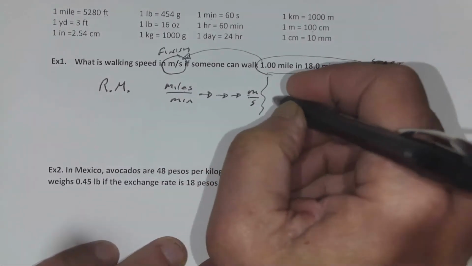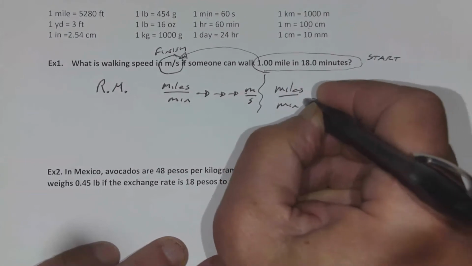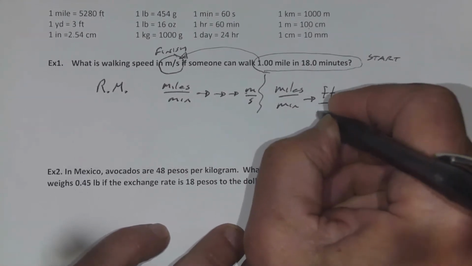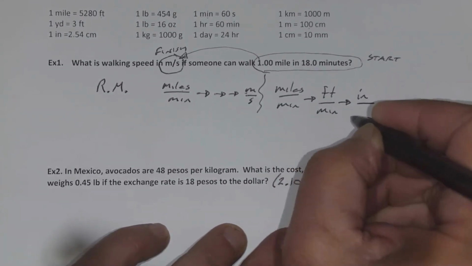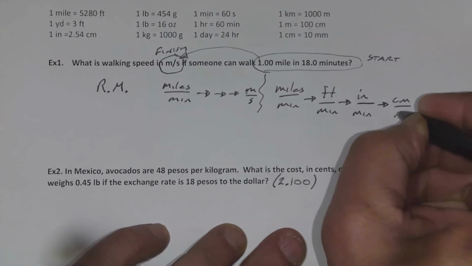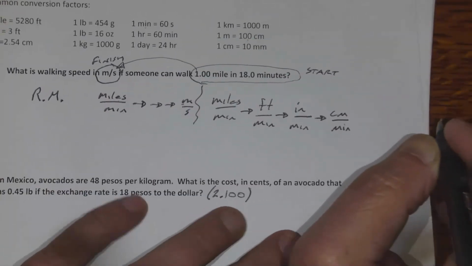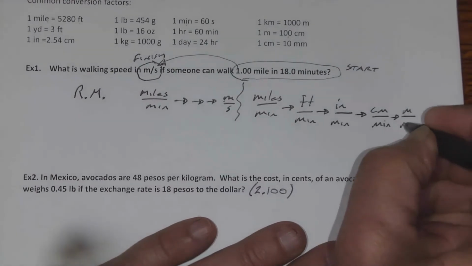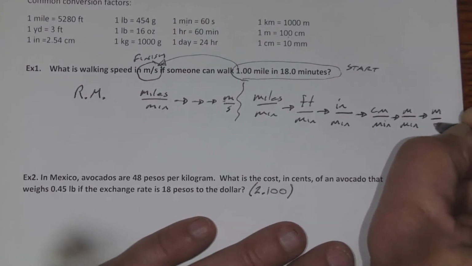So my real roadmap will then be miles per minute, and it sounds like from miles I want to go to feet, still per minute, and then inches, still per minute, centimeters, still per minute, let's see, where are we here, centimeters, and we want to go to meters, still per minute, and just enough space, meters per second.